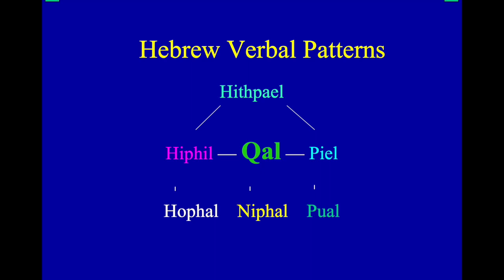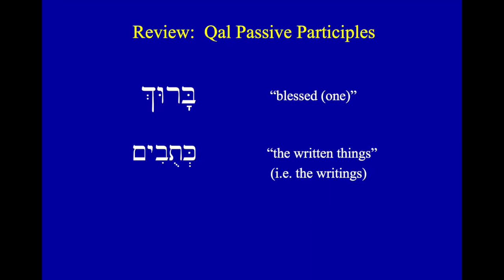Remember, this is less than 1% of verbs in the entire Hebrew Bible. This is a very small subset of verbs, but it also is based on the Piel, but with that same distinctive passive U sound that we saw in the Qal passive participle. So remember, barak means to bless. Baruch means one who has been blessed, or a blessed one.